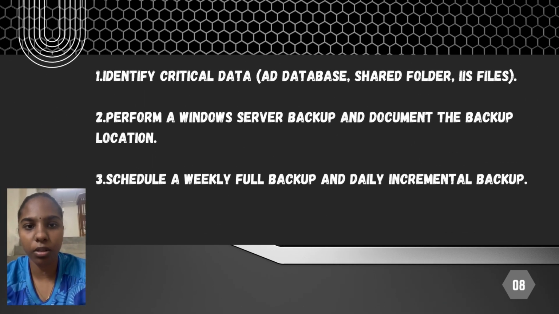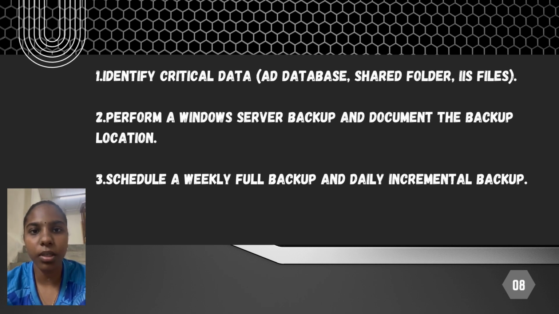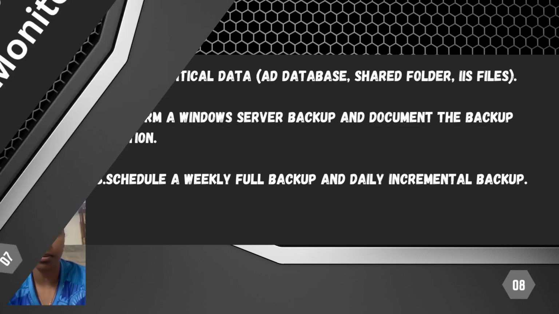Now I'm going to present Task 5, backup and recovery. Our focus was on backup and recovery. We first identified the most critical data, such as the Active Directory database, shared folder, and IIS files that must be protected at all times. Then we performed a full system backup using Windows Server Backup and recorded the backup location for documentation purposes. We also scheduled a weekly full backup and daily incremental backup to ensure data consistency and quick recovery in case of failure. These steps show the importance of ethical responsibility in maintaining data integrity and reliability.